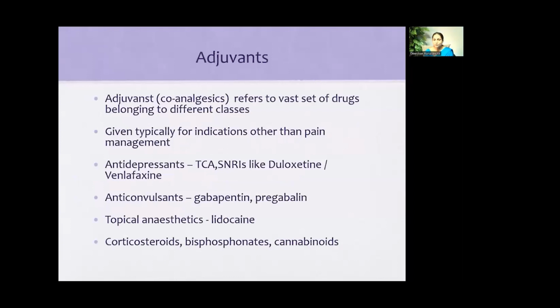Adjuvants or co-analgesics refers to a vast set of drugs belonging to different classes. They are given typically for indications other than pain management, but can be used in pain management as well. For example, antidepressants like tricyclic antidepressants, serotonin norepinephrine reuptake inhibitors like duloxetine or venlafaxine, anticonvulsants like gabapentin, pregabalin. Then we can also use topical anesthetics like lignocaine, lidocaine for pain management. Corticosteroids, bisphosphonates, cannabinoids have also been shown to be used as adjuvants in pain management.